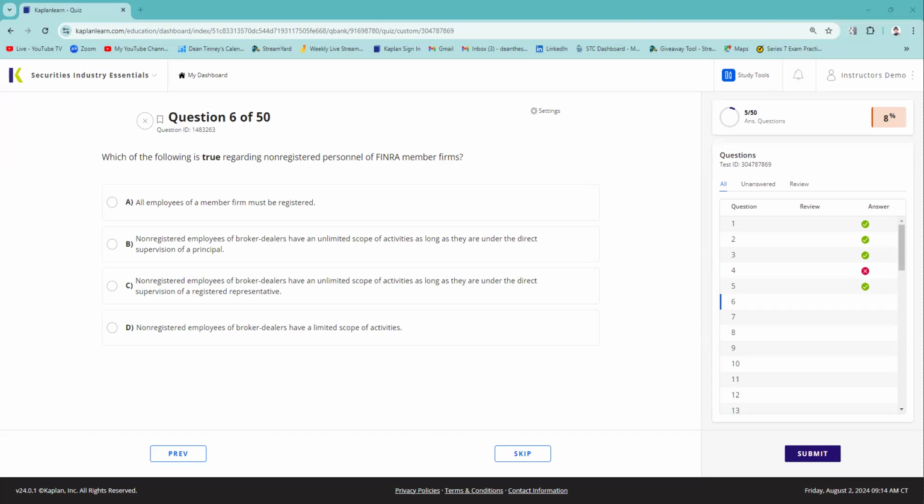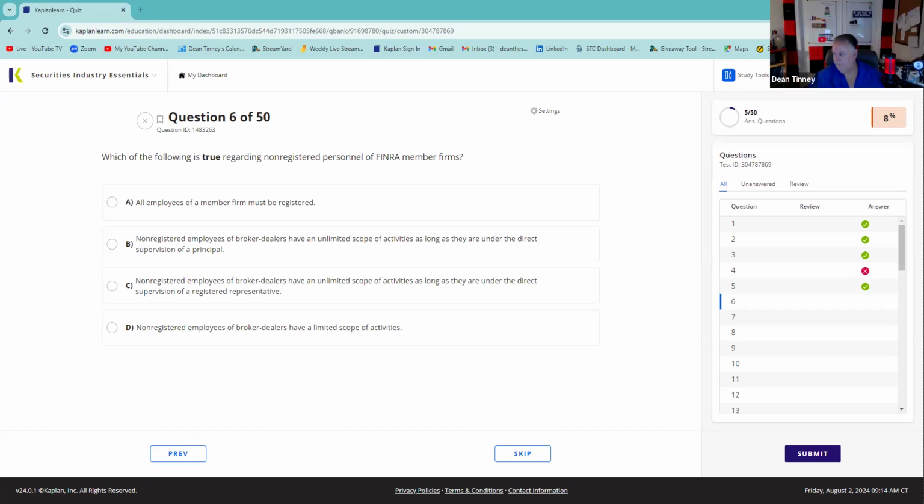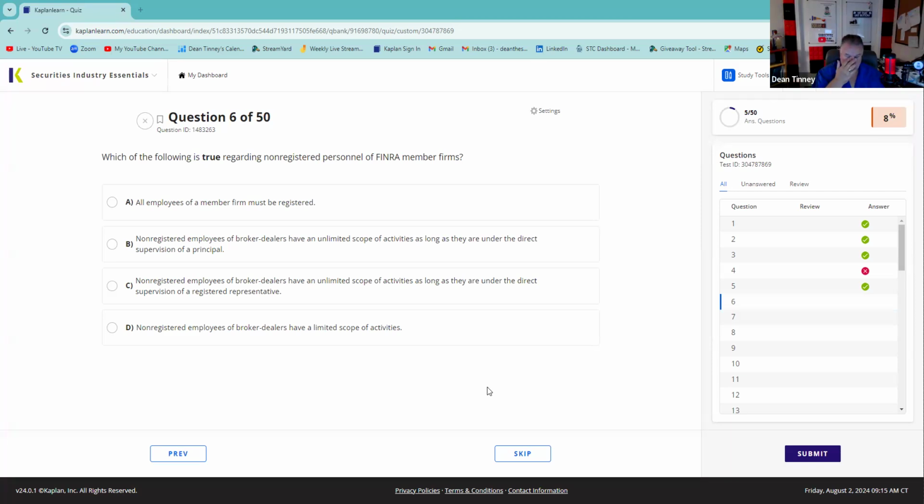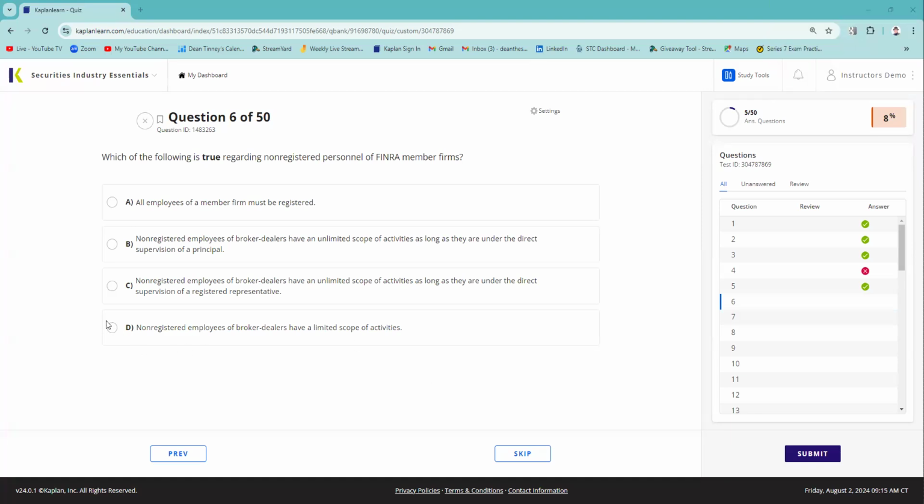I don't think all members have to be registered. No, we've got lots of people running around at the broker-dealer that aren't. Yeah, like admins or whomever. B is not true, so that's not it. It's D. There you go.